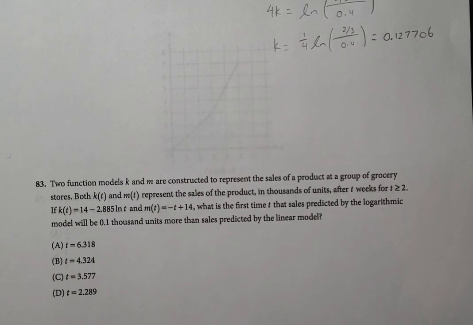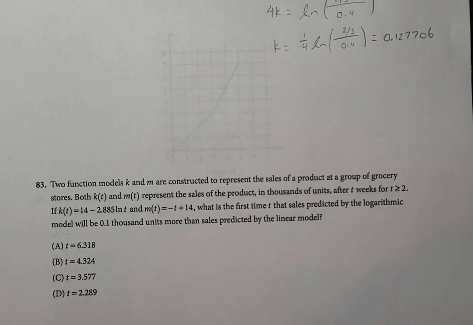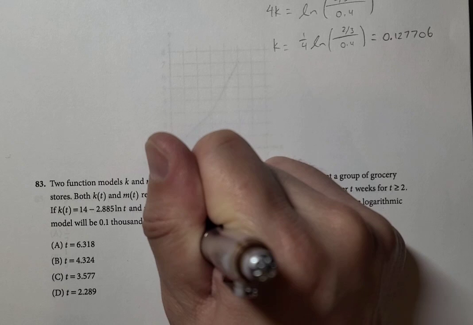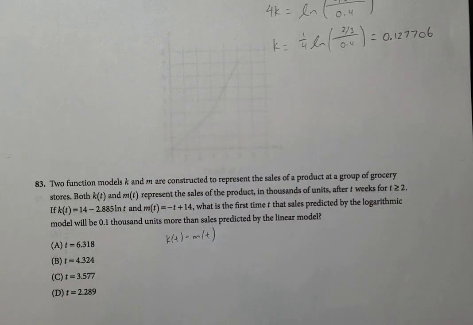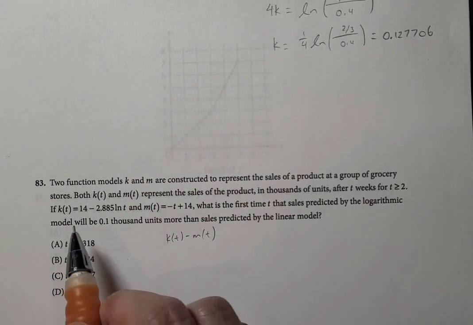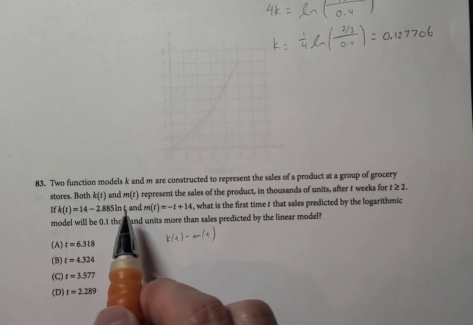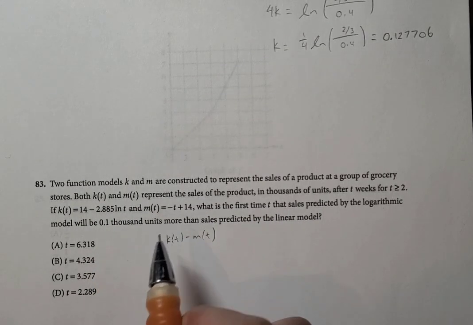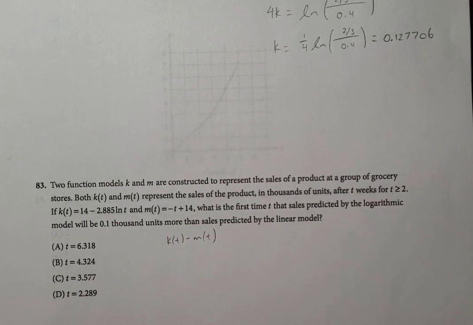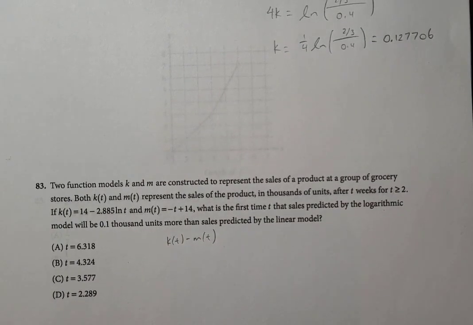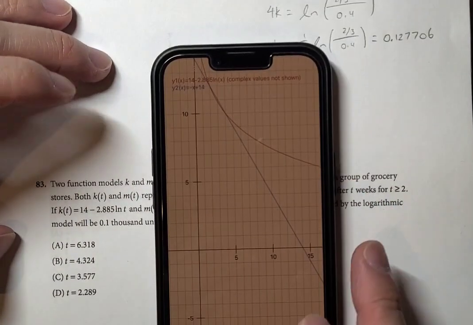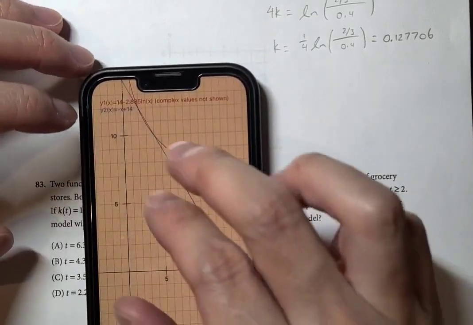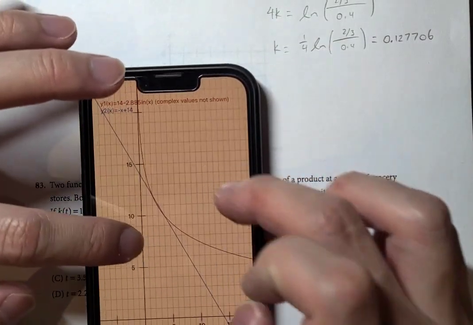Okay, actually, you can graph K of t minus M of t. Because you can graph these individually and kind of eyeball where it's 0.1 thousand units more. So actually, let me show that first before K of t minus M of t. Okay, so our function looks like this. All right, hopefully you can see on camera. Whoops, let me zoom a little bit.